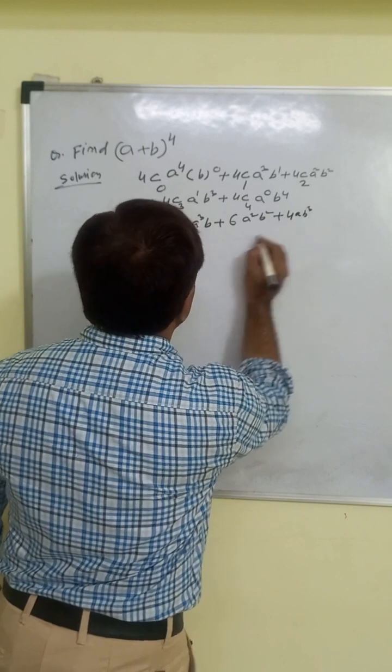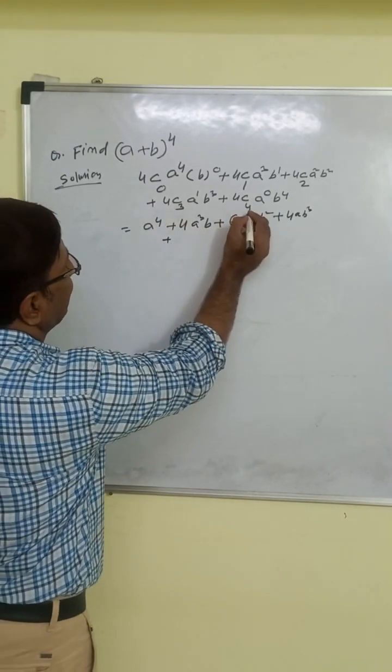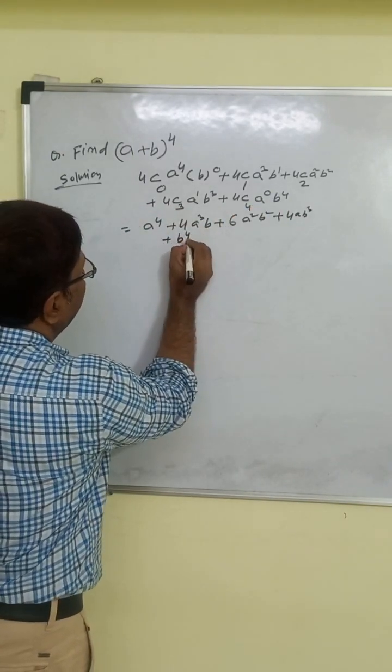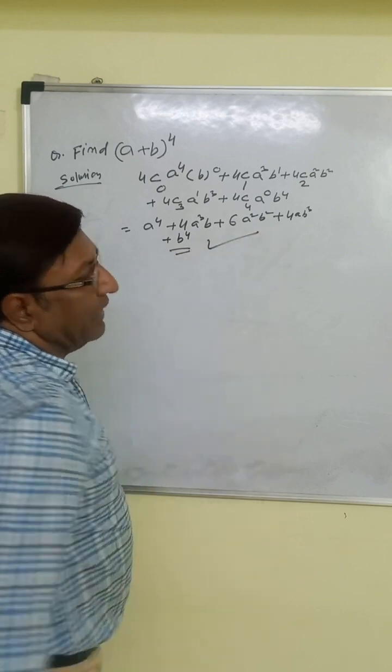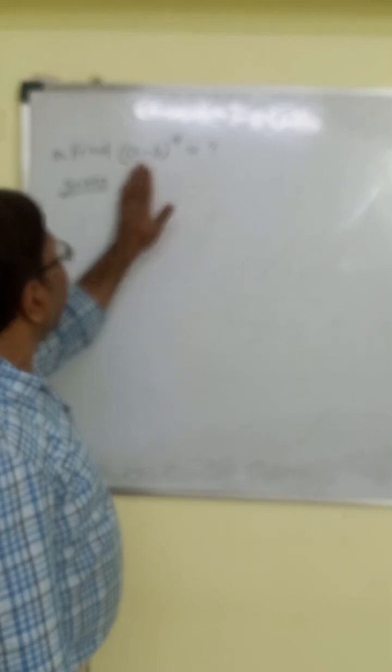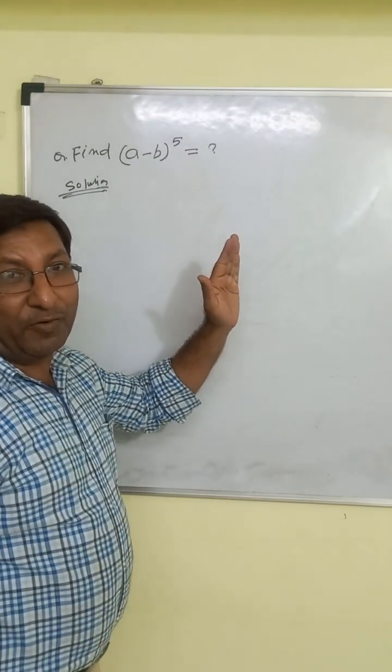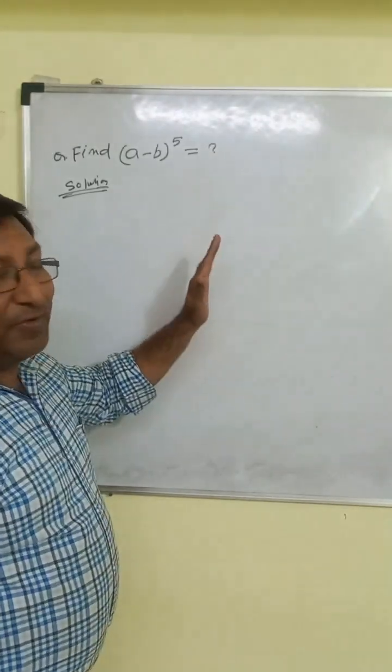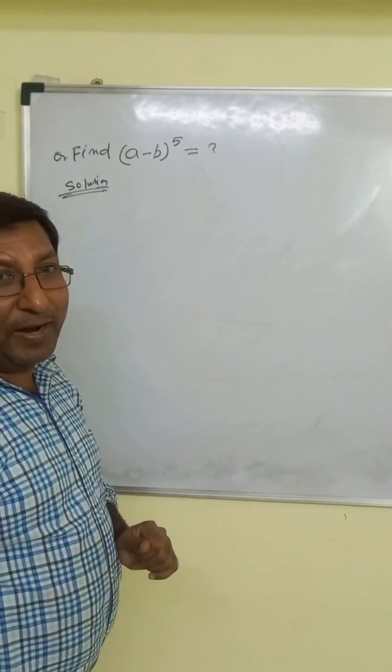4AB cube. And here again 4C4, this is one A04, you get what? B4. So this is our correct answer. Let us see. Here the question is: find (A minus B) to the power 5. Any question of this type we can solve easily with the help of the binomial theorem.